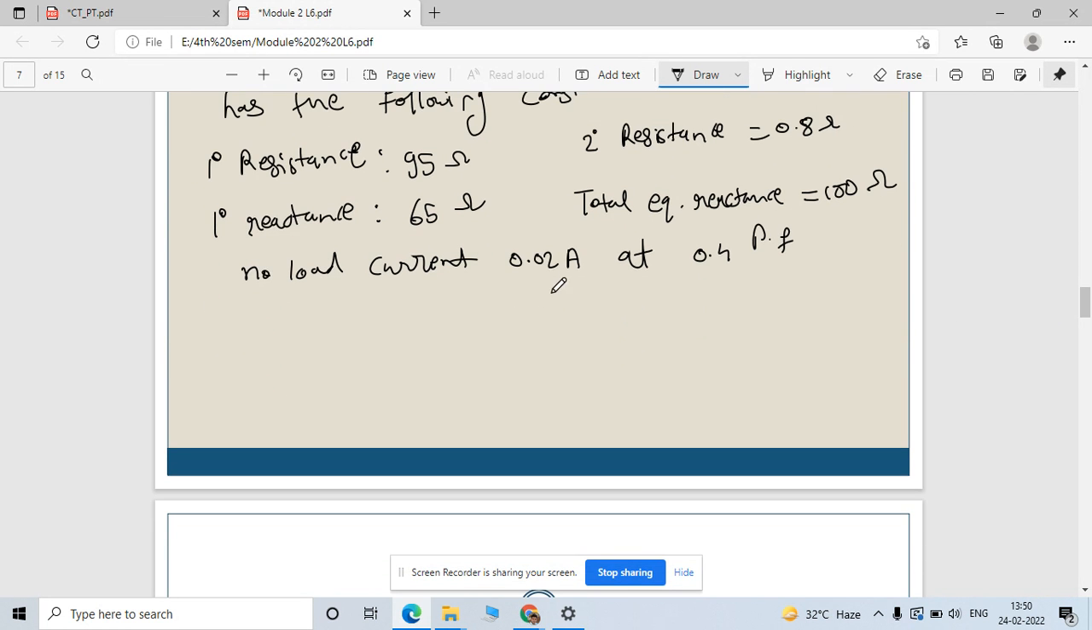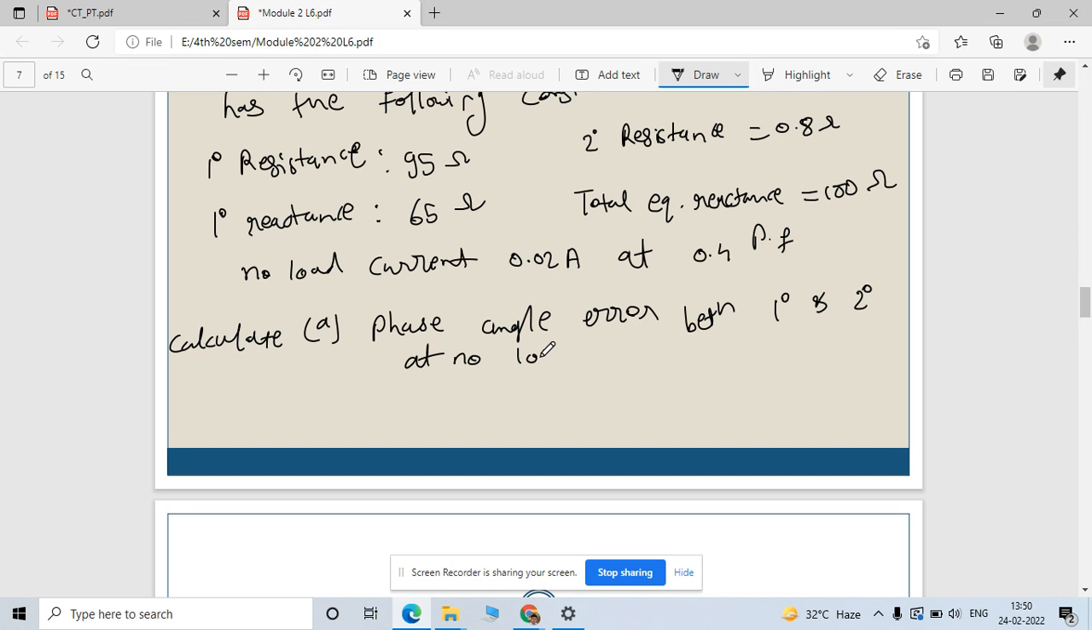You need to calculate first the phase angle error between primary and secondary at no load. Second one is the load volt ampere at unity power factor.